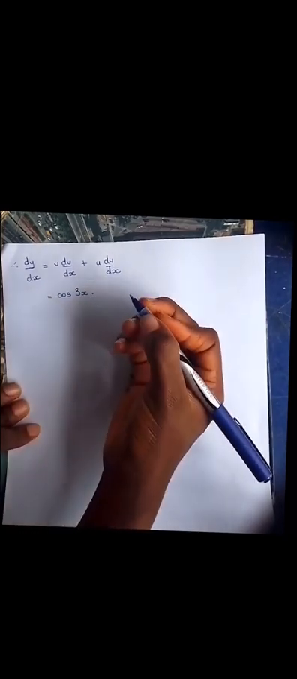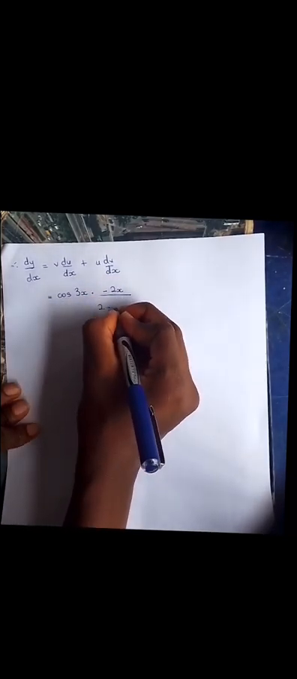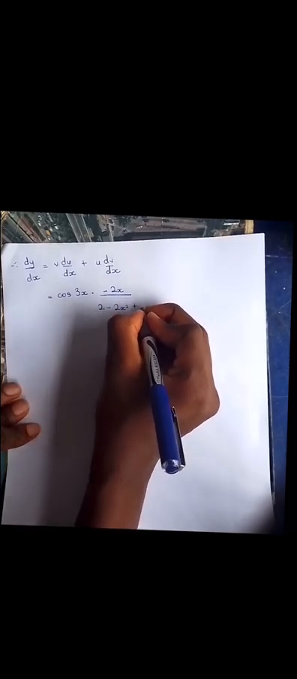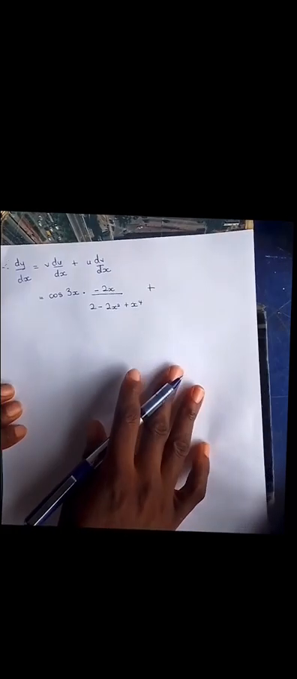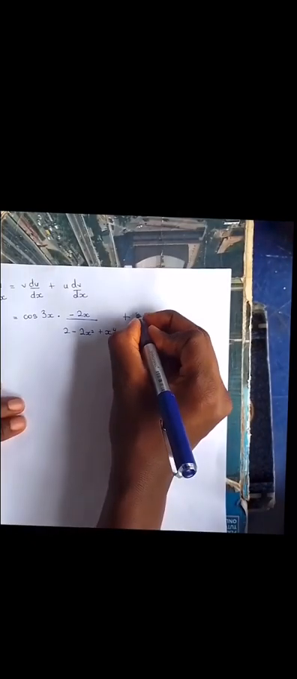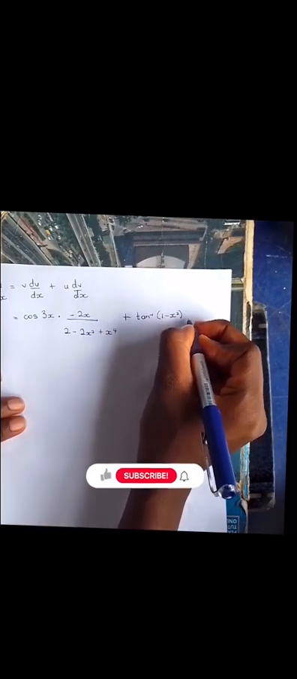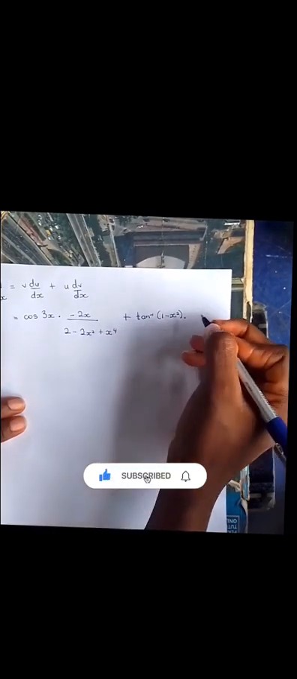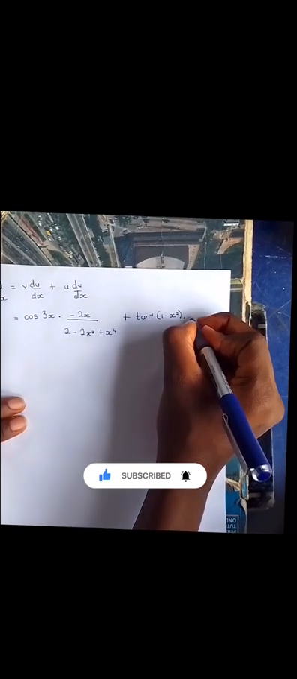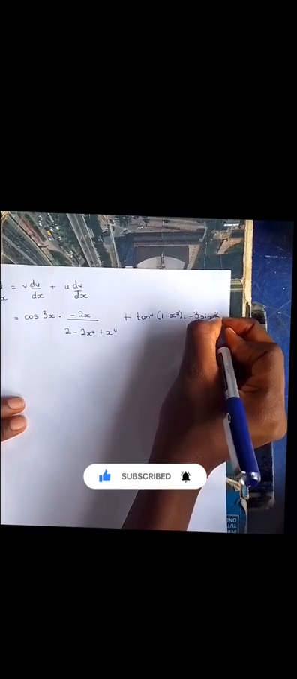So our v was cos 3x, and our du dx was minus 2x all over 2 minus 2x squared plus x raised to the power 4. Bring this plus sign down here. Our u was arctan 1 minus x squared, and dv dx was minus 3 sine 3x.